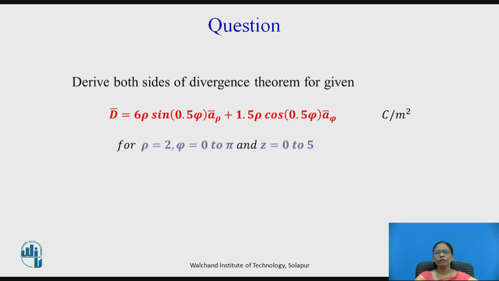Now, I am focusing this video on the solution to the given question. That means, if a particular field is given and its volume ranges are given, how to find the divergence of it and how to verify the divergence theorem. So this video is basically focused on that. Here I want to calculate both sides of the divergence theorem for the given D bar and for these ranges. For this question, let us find the divergence on the LHS part as well as the RHS part.